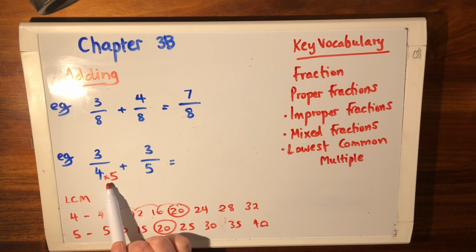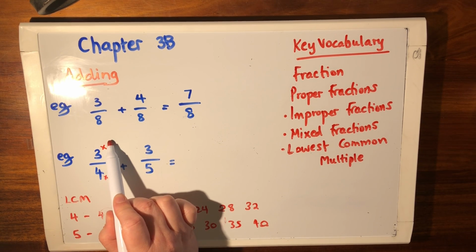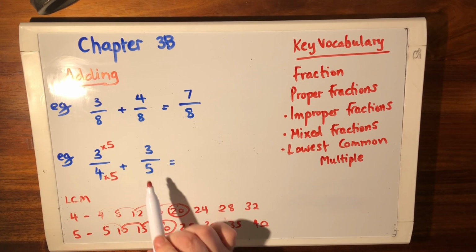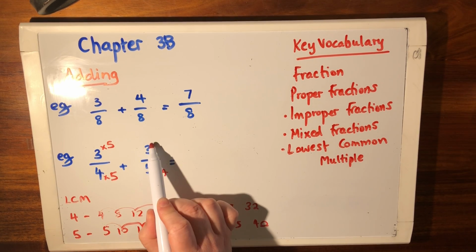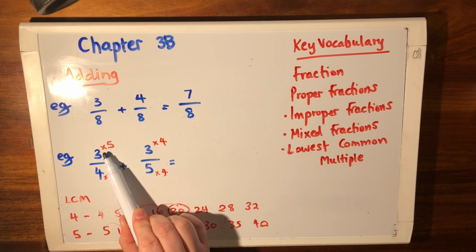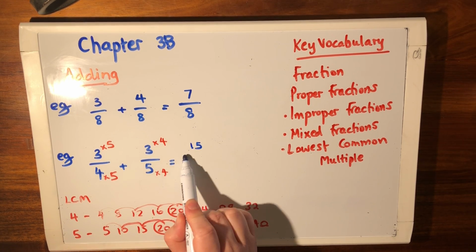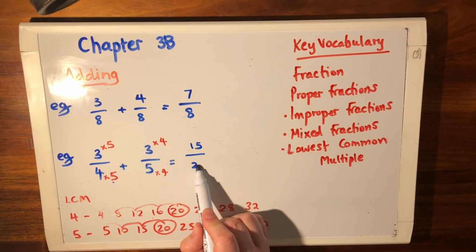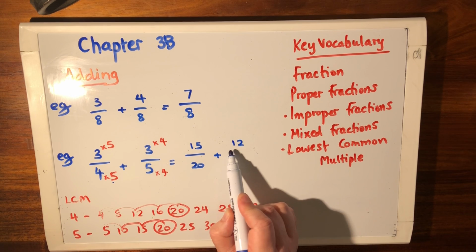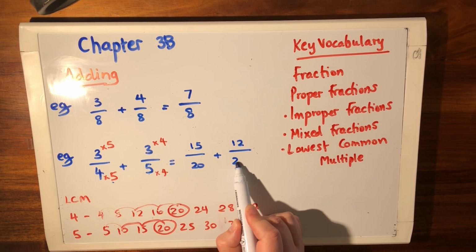Whatever I do to the bottom denominator, I have to apply to the numerator as well, the same. And let's look at the 5 now. So how many times did I have to multiply the 5 to get to 20? It was 1, 2, 3, 4. So I'm going to multiply that by 4, as well as the numerator. That would equal 3 times 5, which is 15, over 4 times 5, which is 20, plus 3 times 4, which is 12, over 5 times 4, which is 20.